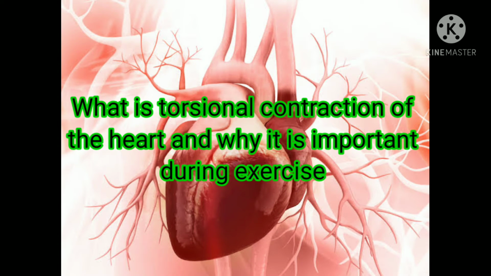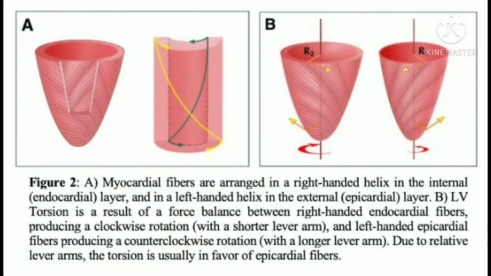Torsional contraction of the heart and why it is important during exercise. During exercise, LV, or left ventricular, twisting mechanics play an important role in augmenting cardiac function. It is well understood that the increase in chronotropic stimulation that occurs with exercise results in reduced diastolic filling time, requiring a compensatory increase in diastolic filling in order to maintain cardiac output.